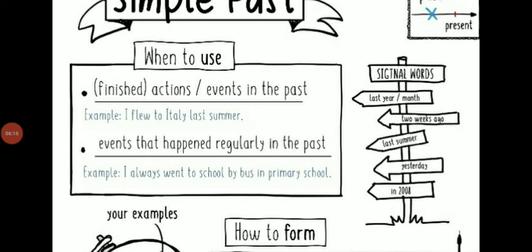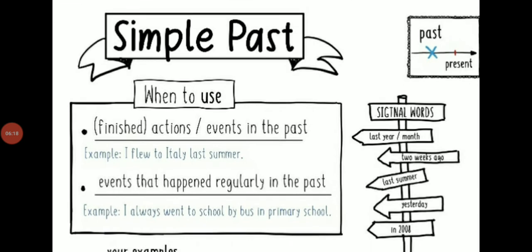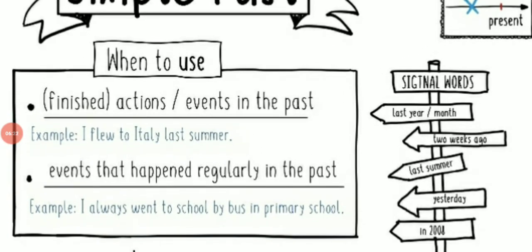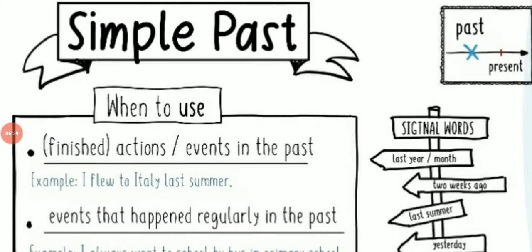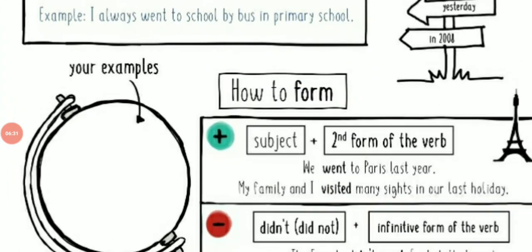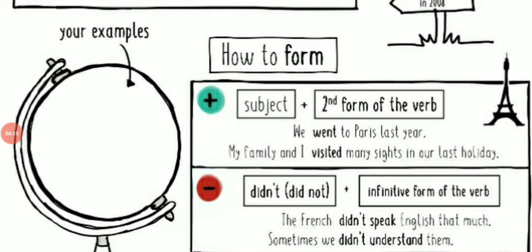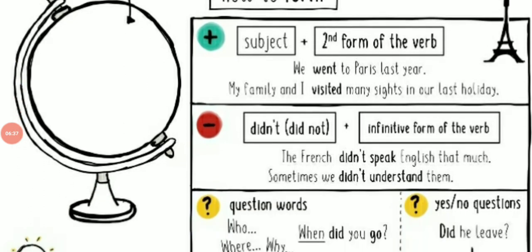For that we also use the simple past tense. Now you can see signal words: last year, last month, two weeks ago, last summer, yesterday, or in 2004. It means anything which shows the past, that we use the simple past tense. And your examples like how to form, how do we make this, so first of all we will go for the affirmatives.